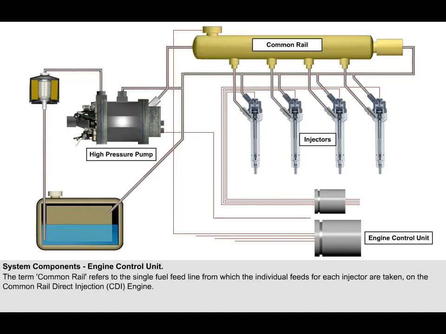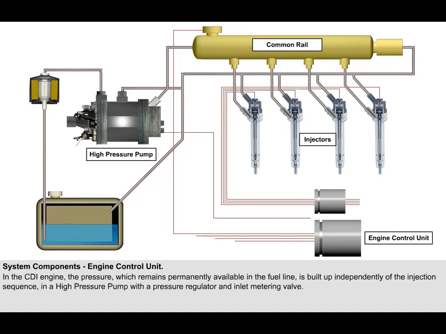Simply explained, the term common rail refers to the single fuel feed line, from which the individual feeds for each injector are taken, on the common rail direct injection (CDI) engine. Whereas conventional direct injection diesel engines must repeatedly generate fuel pressure for each injection, in the CDI engines the pressure is built up independently of the injection sequence in a high-pressure pump with a pressure regulator and inlet metering valve. This pressure remains permanently available in the fuel line.